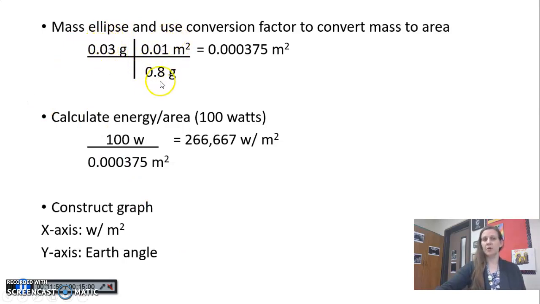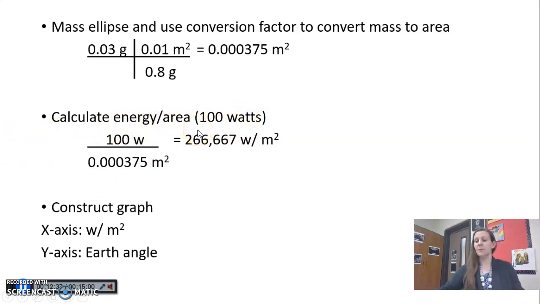Okay? You're going to use your conversion factor that you already found out. Okay, remember, this is not what you use. You use your conversion factor that you found. All right? And then you find your area from that using dimensional analysis. Then, after you find your area in meters squared, you calculate the energy per unit area. This is going to be in watts.